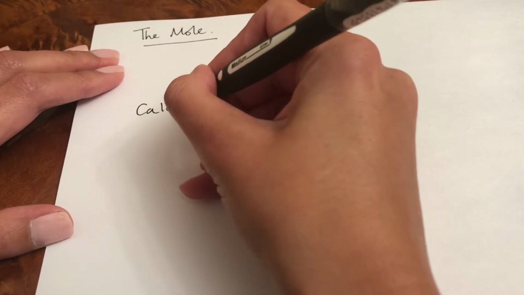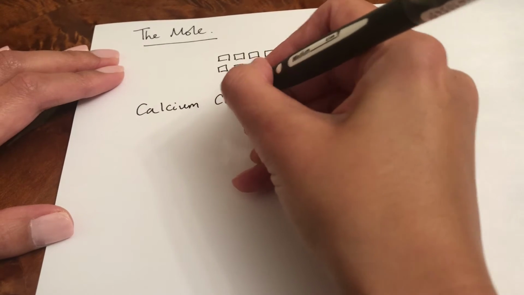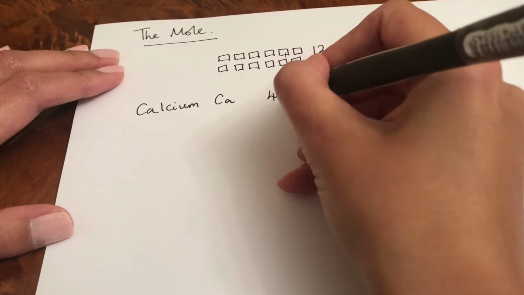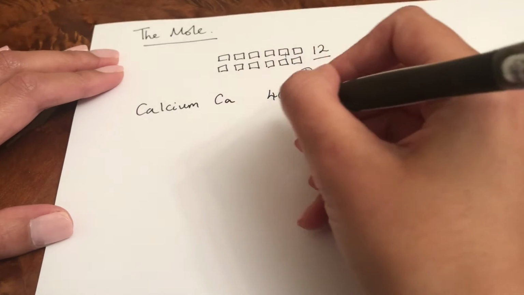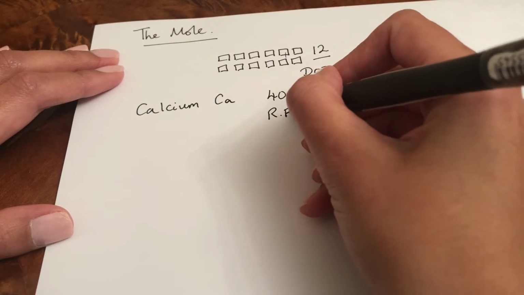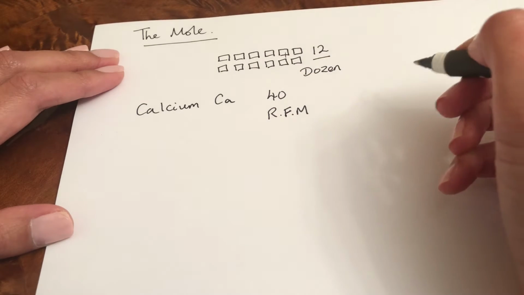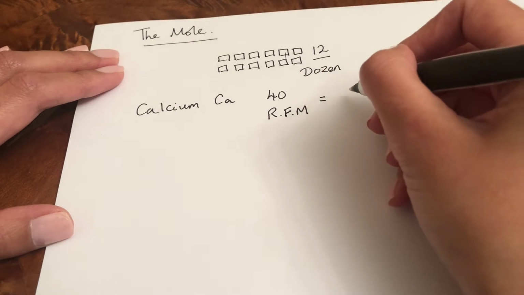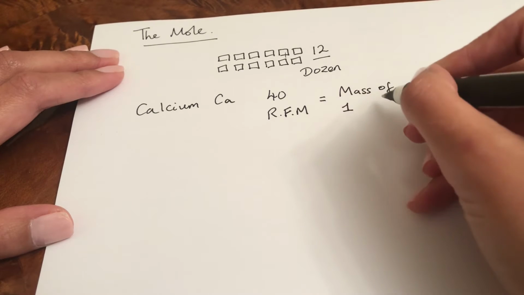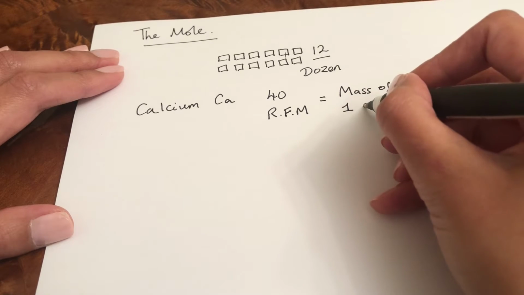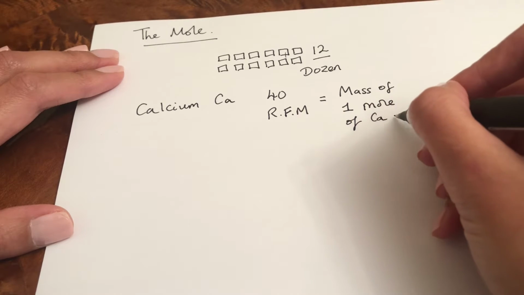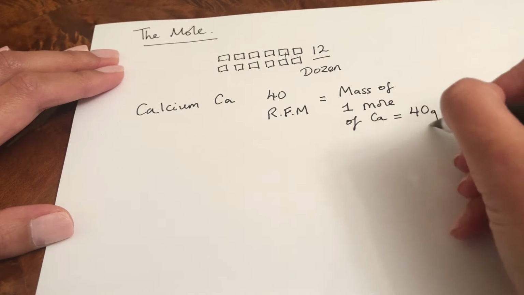Calcium. If you remember, the atomic symbol is Ca. The relative formula mass is 40. And remember, the relative formula mass is found from the periodic table. And you could say that this is the same as saying the mass of 1 mole of calcium is 40 grams.